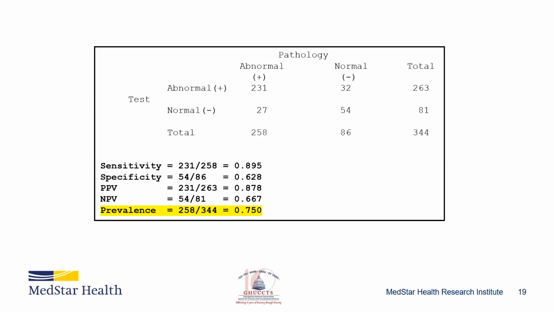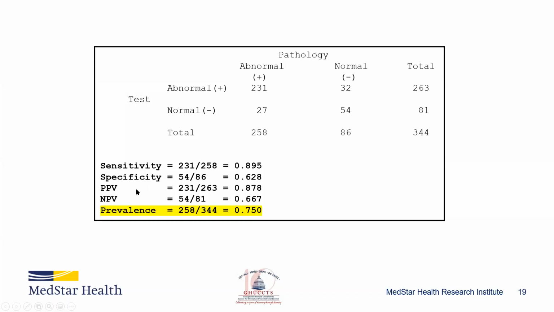And so given the numbers that I've put in my 2x2 table here, I can calculate sensitivity, which remember is the number of true positives divided by those who are actually positive for the test. So in this case, it's 231 divided by 258, or 0.895. And then similarly, specificity would be 54 true negatives divided by the total number negative for the disease. So that's 0.628 in this case.